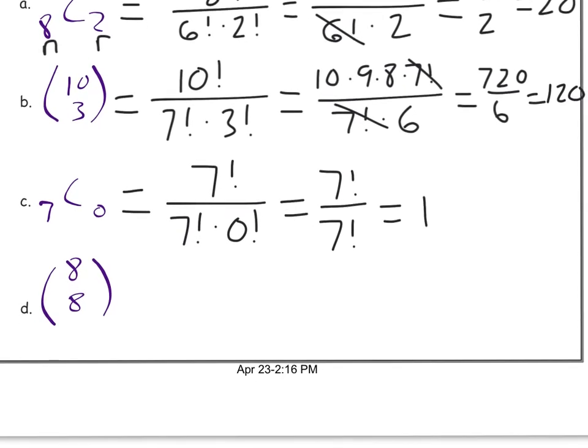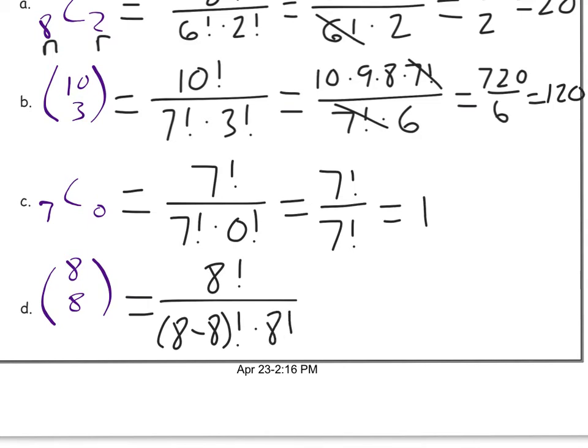8 choose 8. This should also be 1. How many ways are there to select 8 objects from 8? Should be 1, which would be to take all of them. So if I put in N and R, it would really look like that. And then there's R. And basically the same thing happens here, that 0 factorial is 1. And again, you get 1.